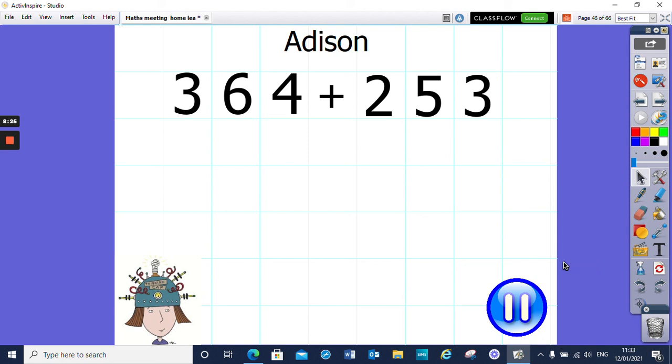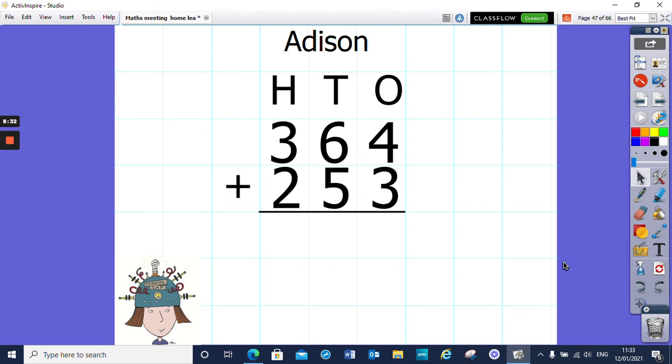Okay, what method did you use to solve this? I'm going to use column addition. So let's set out our work correctly into columns, and let's go. We're going to start with our ones column, aren't we? So we have 4 plus 3. 4 plus 3 equals 7. That's nice and easy. Next, we're going to move on to our tens column.